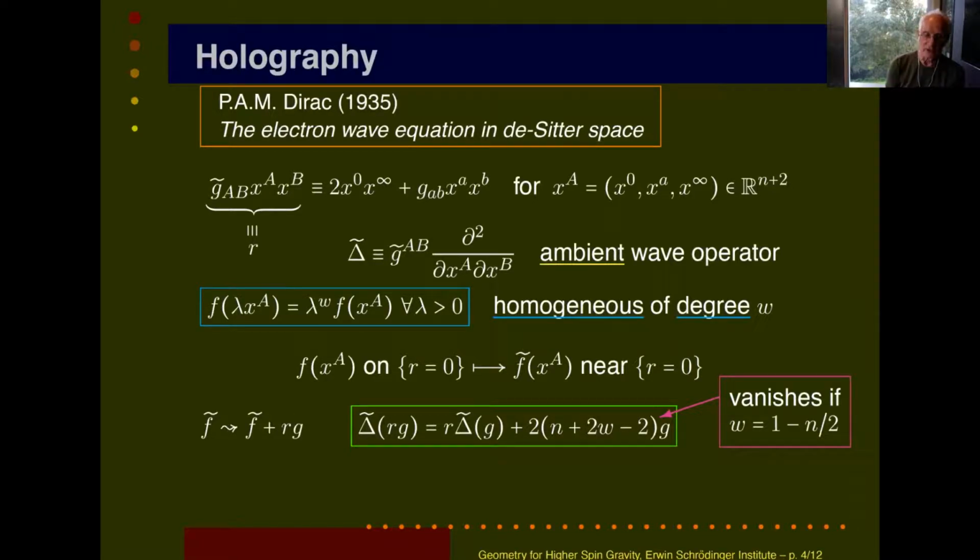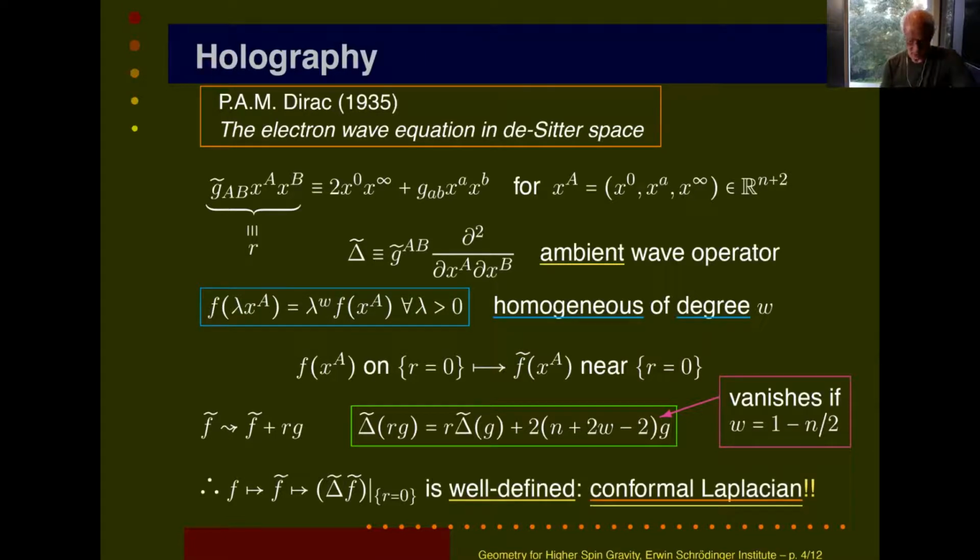And therefore, if you do the following arrangement, so you start with f, you look at this extension, you take this ambient wave operator, apply it to f, and then restrict back down to r equals 0, you get something which has a slightly different homogeneity. It's dropped by 2. But the point is, it's well defined. It doesn't depend on this extension. And you ask, what have you done here? Well, out of thin air, you have created something on the sphere, and it's actually the conformal Laplacian.